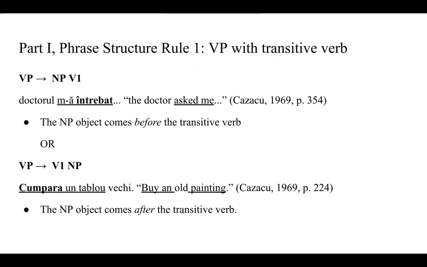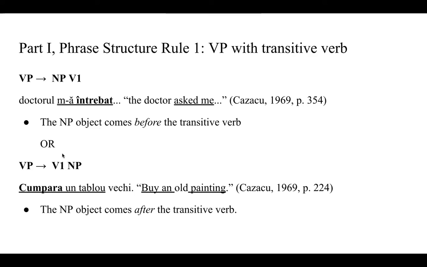Now we will be discussing 7 different phrase structure rules with which we have analyzed Romanian syntax. The first is a verb phrase that takes a transitive verb. In this first example, the doctor asked me, doctorul m-a întrebat. The noun phrase comes before the transitive verb. Doctorul comes before m-a întrebat, which is the transitive verb.